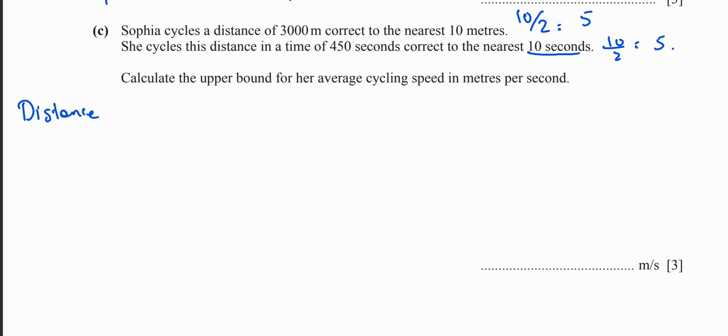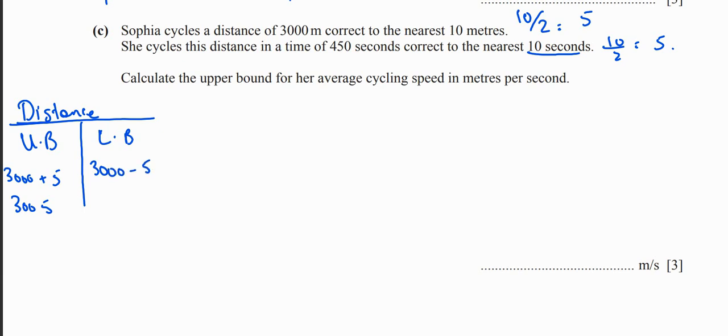The upper bound for distance will actually be 3,000 plus 5, so it's going to be 3,005, and the lower bound for distance would be 3,000 minus 5, which would mean 2,995. Now let's talk about time.